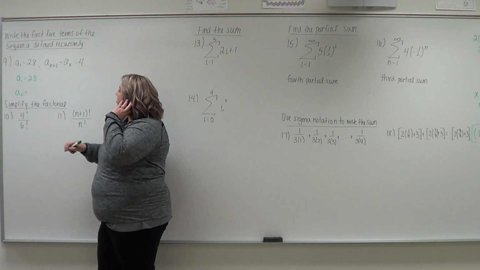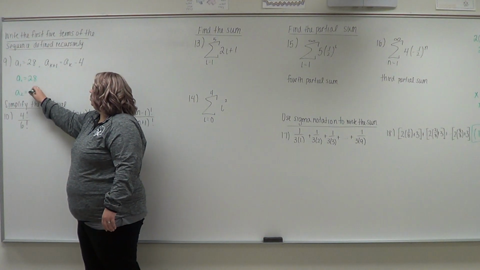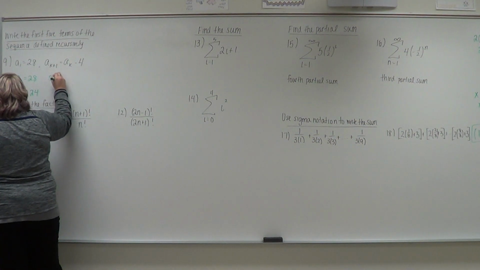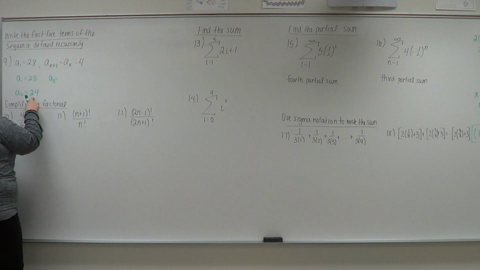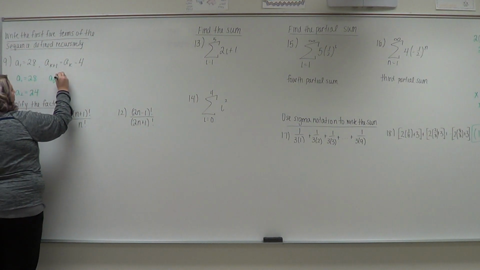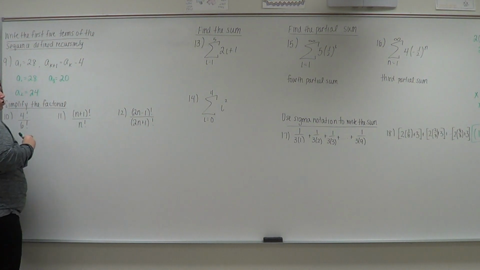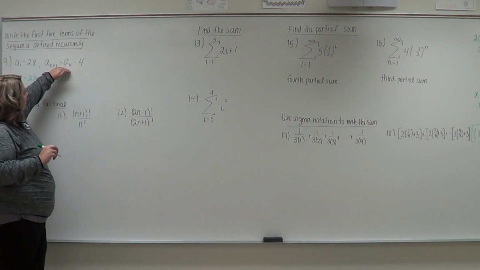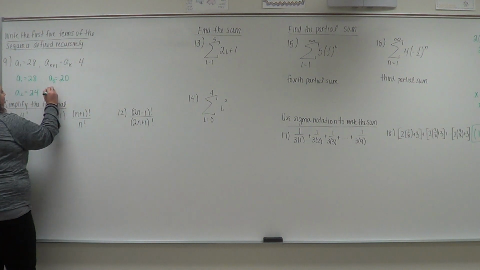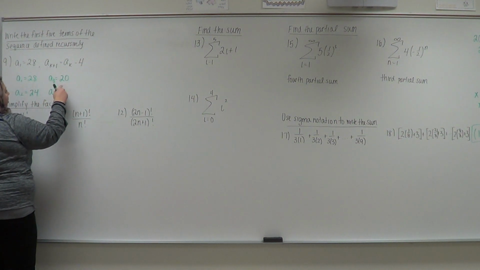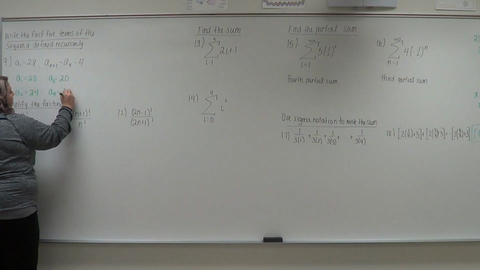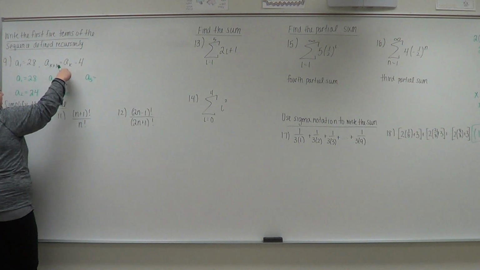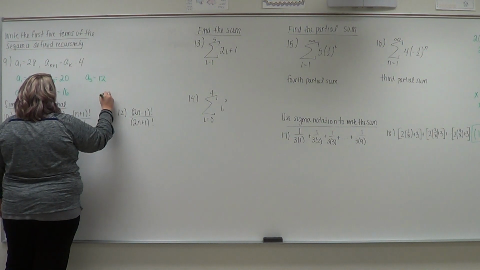So 28 minus 4 is 24. Then when I want to find A3, AK means you plug in the previous one. So I plug in 24. 24 minus 4 is 20. So defined recursively means you're plugging in the previous problem into that equation that they give you. So A4, plug in 20. 20 minus 4 is 16. When I find A5, plug in 16. 16 minus 4 is 12.